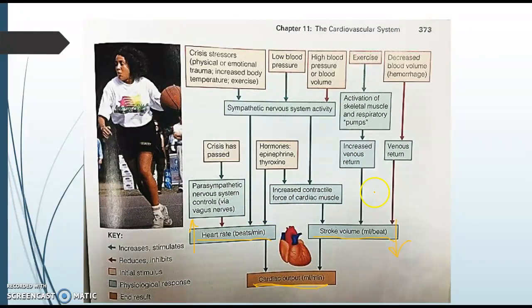Your sympathetic nervous system is going to increase it. With the sympathetic nervous system, we're going to have a higher cardiac output. Parasympathetic is going to decrease that cardiac output. Epinephrine released from the sympathetic nervous system is really going to increase the heart rate. If you have low blood pressure, we're going to try to increase cardiac output so that we're pumping more blood through. So this really just outlines everything that's going to happen.